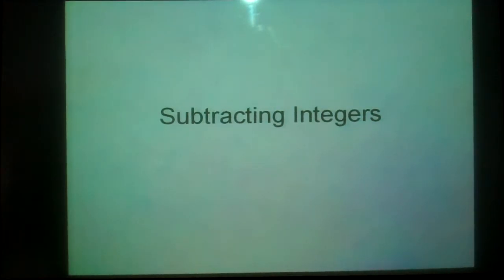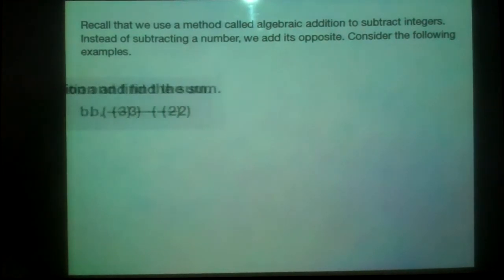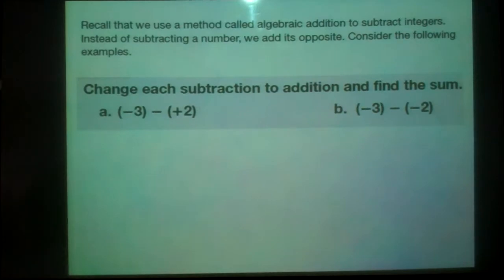But what we're going to find out is we can turn these into addition problems with a special rule. So right off the bat here it says, recall that we used a method called algebraic addition to subtract integers. That's what we were doing a couple lessons ago. So instead of subtracting a number, we add its opposite. We're going to consider that when we do this. So remember, the opposite of 5 would be -5, or the opposite of -5 would be 5. Same number with a different sign.